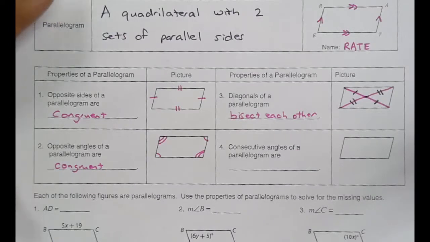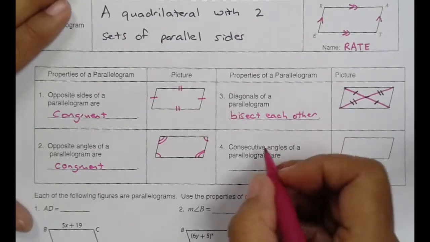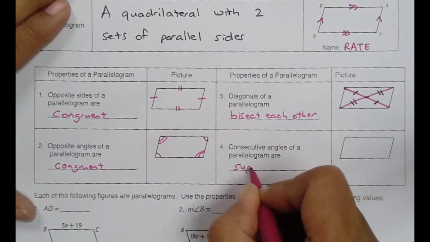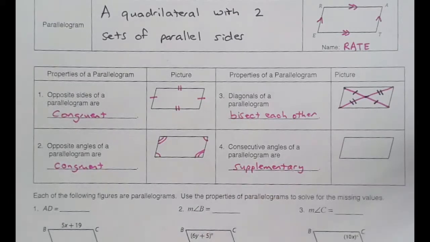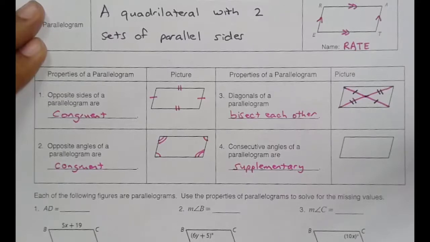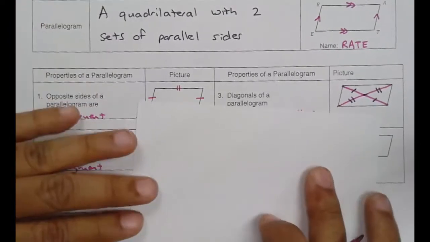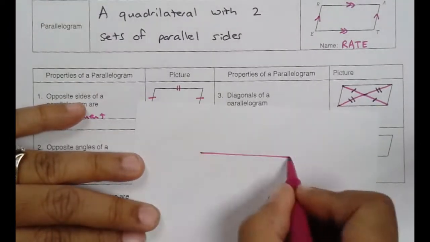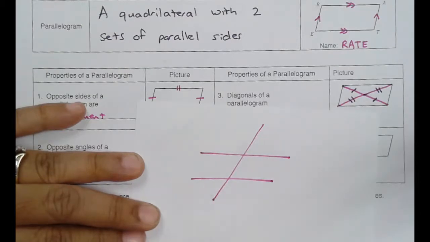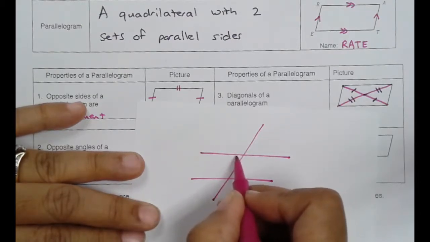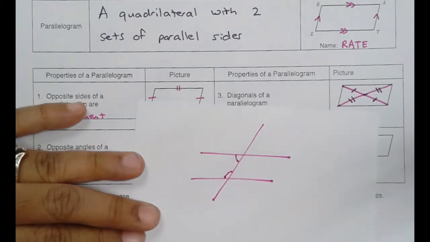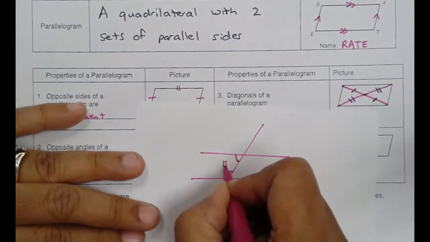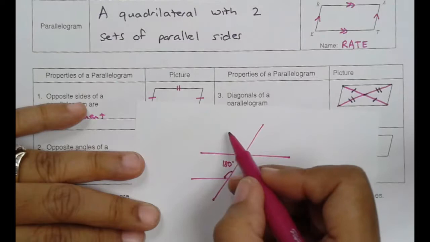Okay? And then the last one is consecutive angles of a parallelogram are supplementary. If you remember, and let me just put this on here. If you remember when we had two parallel lines cut by a transversal, basically we said that if they were on the same side interior, that those would be supplementary. They add up to 180. That's the same thing if you think of a parallelogram.